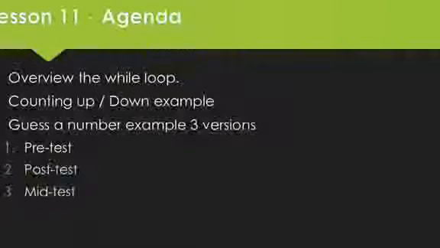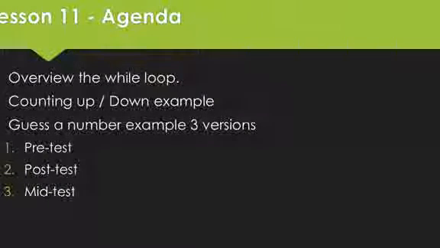Let's get started. So on the agenda today, we'll overview the while loop. We'll go back to our counting up, counting down example that we did with the for loop. I'll write the exact same output, but I'll do it with while instead of for. Then we'll do a code example where we play the classic guess a number game. And we'll do this with three different versions: one with a pre-test loop, one with a post-test loop, and finally we'll finish up with the most flexible mid-test loop.